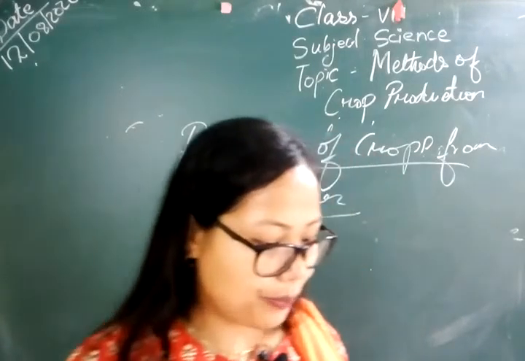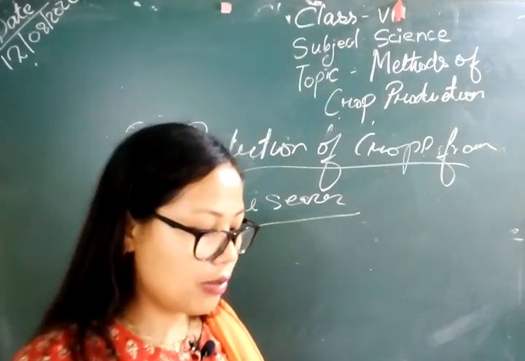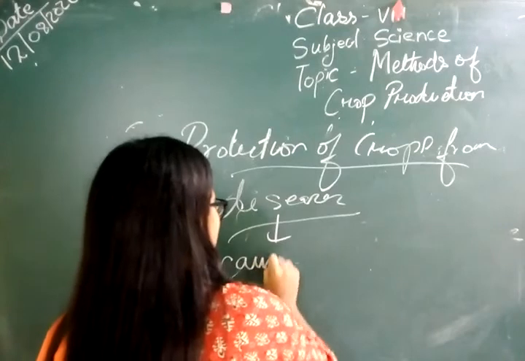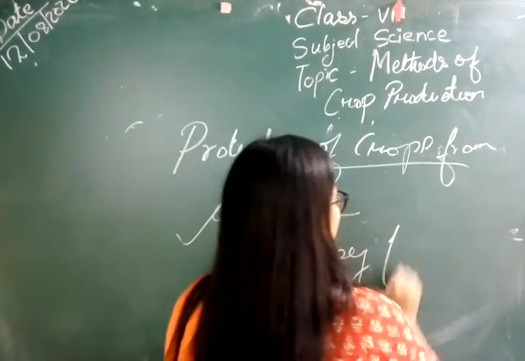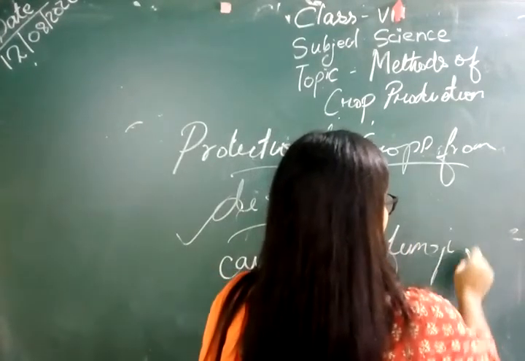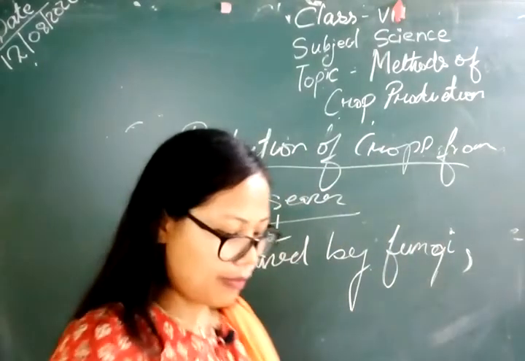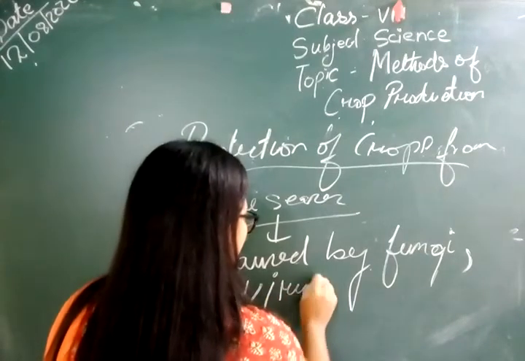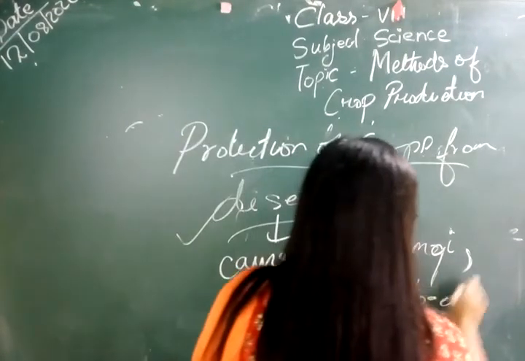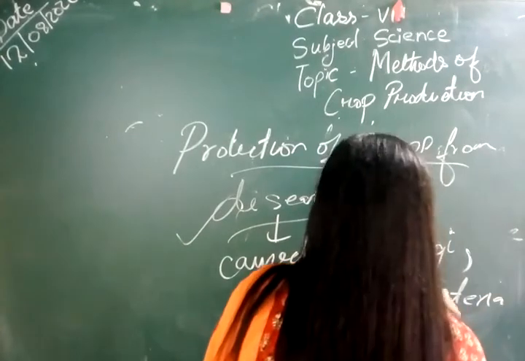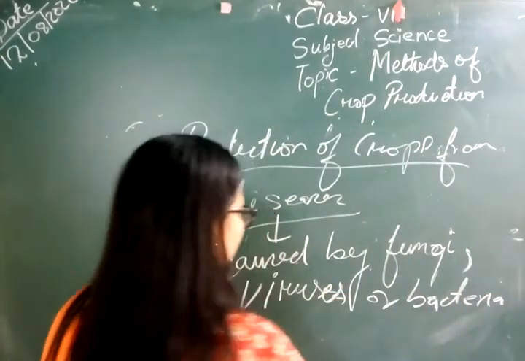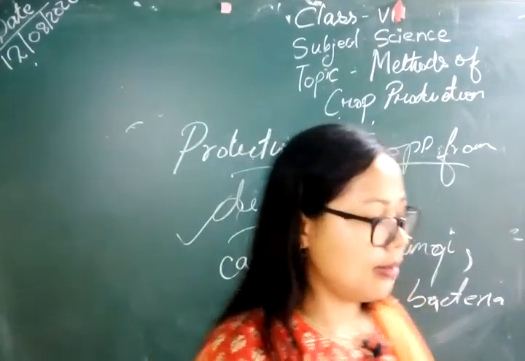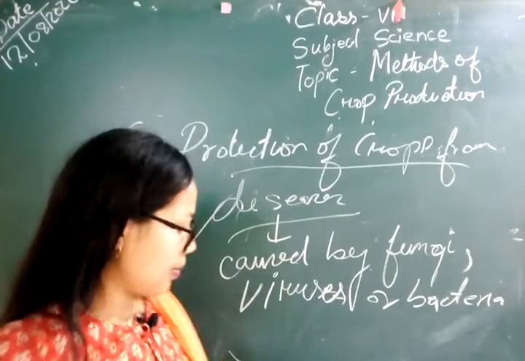So our crops, how do they suffer? Our crops also suffer from diseases caused by fungi, bacteria, or viruses. Sorry, I am very fast. Viruses or bacteria. And now, how do these diseases spread in plants?